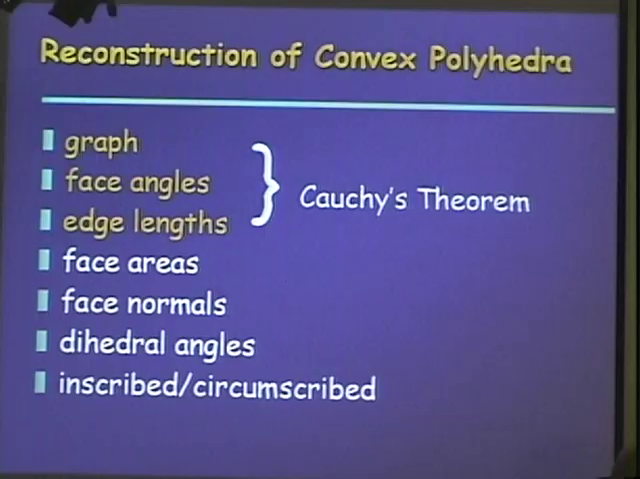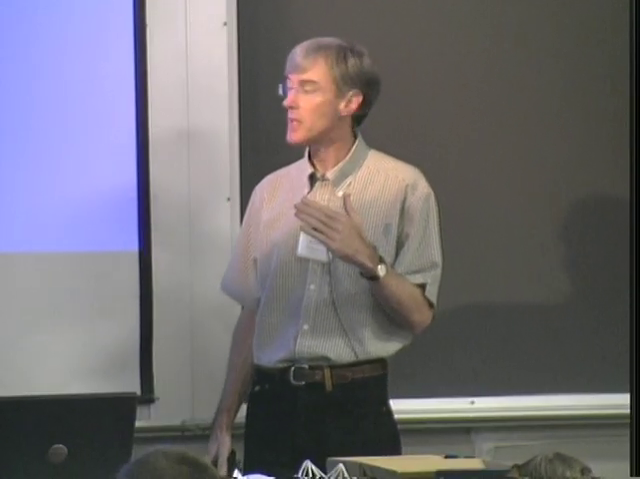And Cauchy's theorem can be viewed in this light as taking information about the structure of the faces, how the faces are glued together, the face angles, the edge lengths, and how they're all put together, so the graph information. So here's one statement. It's often called Cauchy's rigidity theorem. If 2 closed convex polyhedra are combinatorially equivalent with corresponding faces congruent, then the polyhedra are congruent. And in particular, the dihedral angles at each edge are the same.